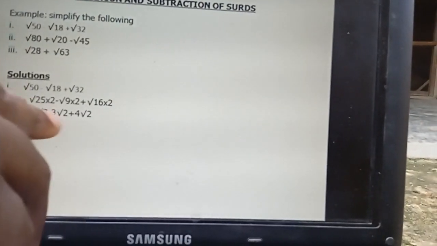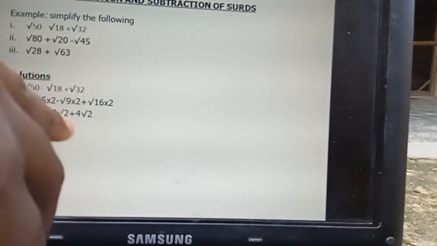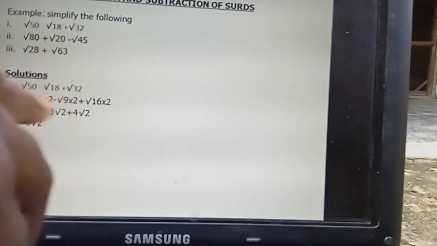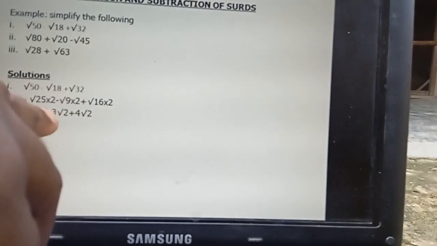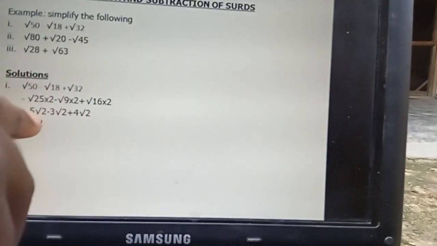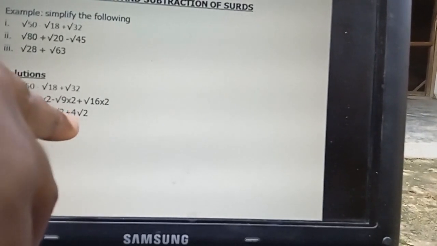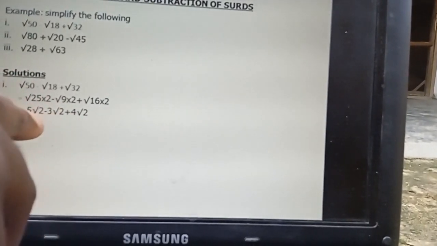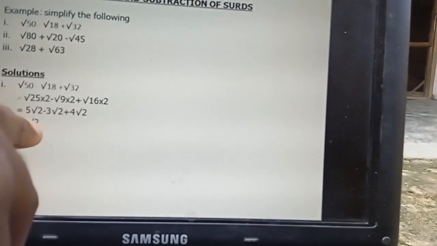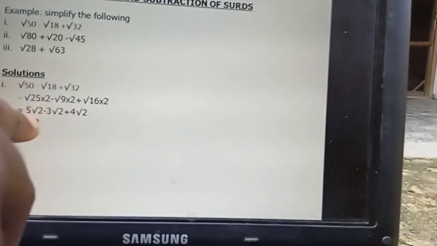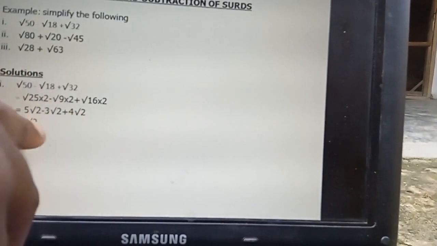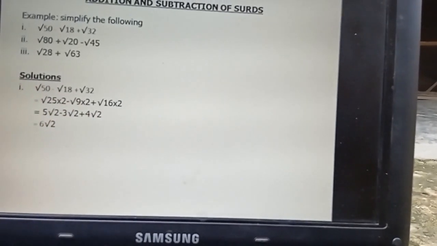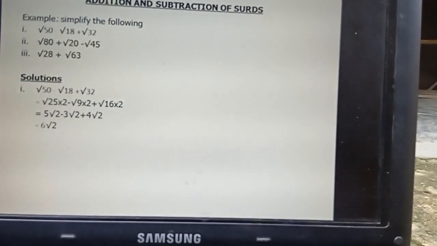Don't consider this square root. It has square root of 2, square root of 2, square root of 2. Just consider this one. 5, 3, 4. 5 minus 3 plus 4. 5 minus 3 is what? 2. 2 plus 4, 6. Then you should take your what? Root. This is the final answer. 6 root 2. Exactly.